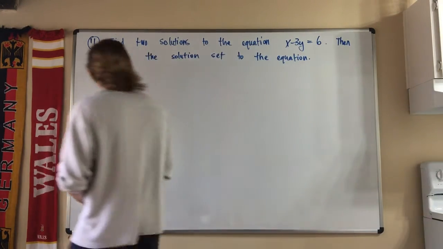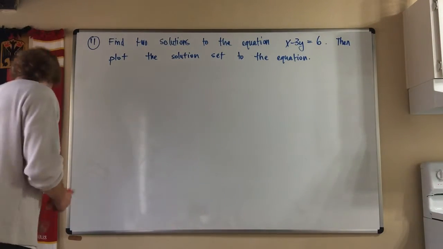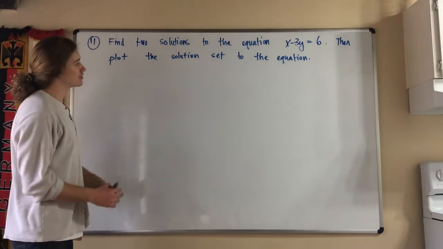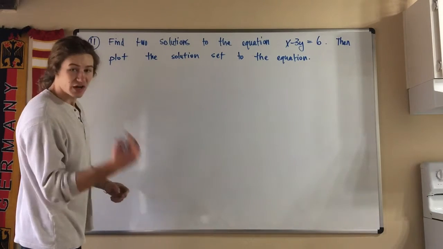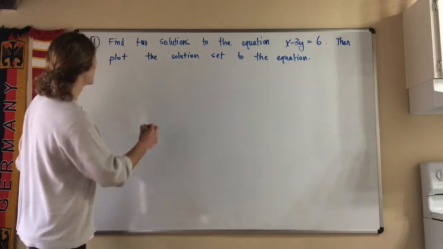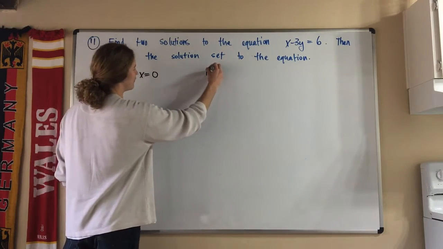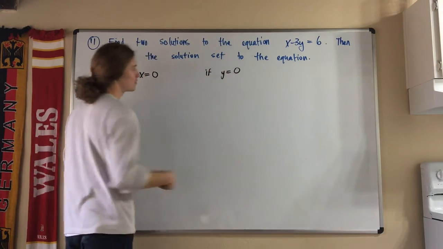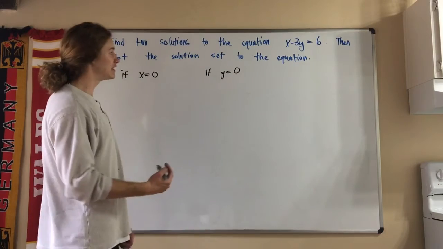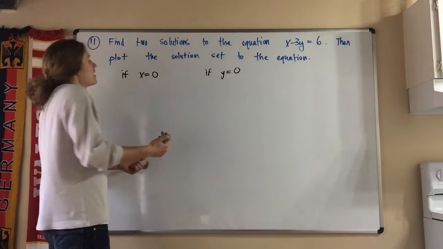Let's go ahead and do that together. And we'll start by finding two solutions to the equation x minus 3y equals 6. Now, you can choose a lot of different numbers. I'm going to choose some of the easier numbers first. I'm going to say if x equals 0 and if y equals 0. These are the numbers I'm going to choose. I'm going to try to choose these almost every time because they're pretty easy to choose.